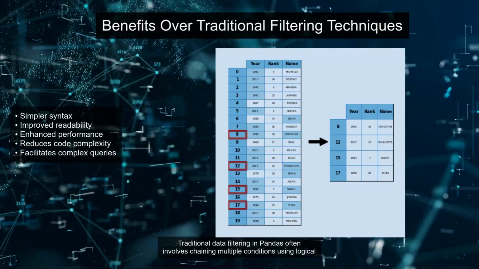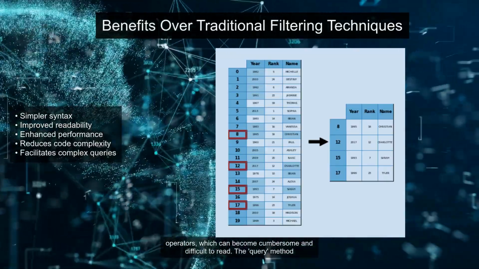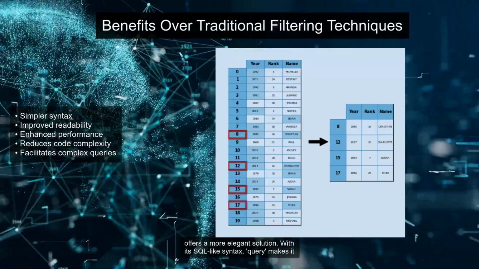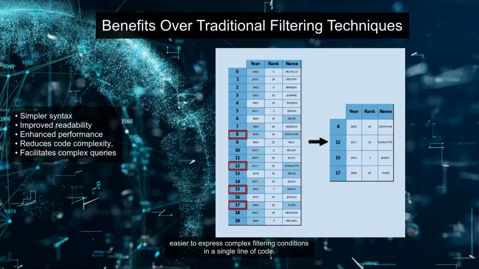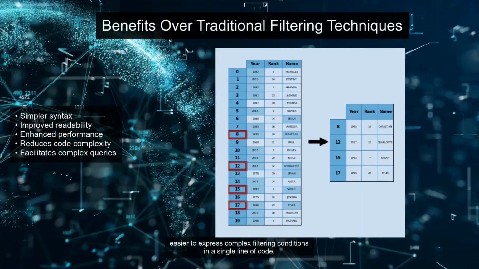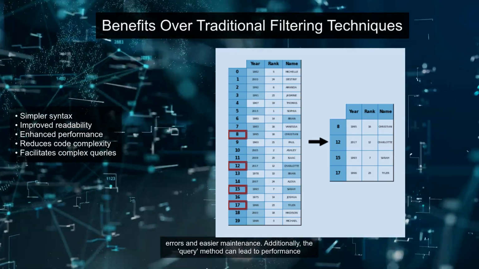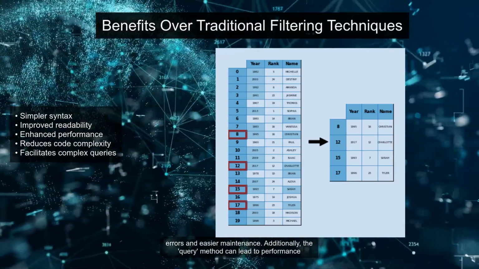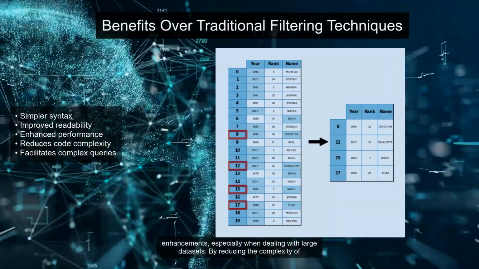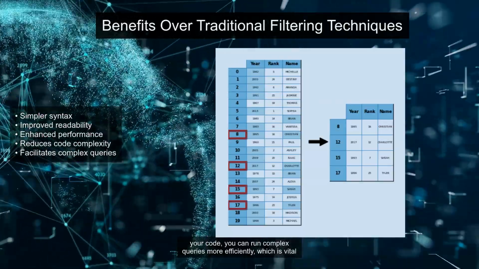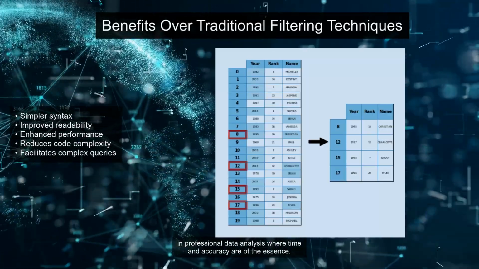Traditional data filtering in Pandas often involves chaining multiple conditions using logical operators, which can become cumbersome and difficult to read. The query method offers a more elegant solution. With its SQL-like syntax, query makes it easier to express complex filtering conditions in a single line of code. This improved readability is not just about aesthetics, it also means fewer errors and easier maintenance. Additionally, the query method can lead to performance enhancements, especially when dealing with large datasets. By reducing the complexity of your code, you can run complex queries more efficiently, which is vital in professional data analysis where time and accuracy are of the essence.